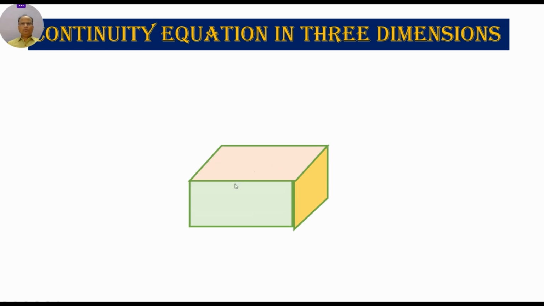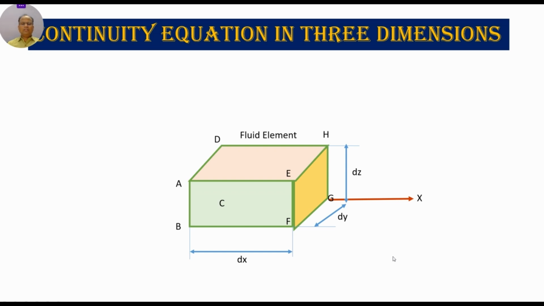Hello friends, in this video we will see the continuity equation in 3 dimensions. So I have chosen this fluid element, and here these are the coordinates of the fluid element. Now we have decided the length, width and height of the fluid element. So dx, dy and dz are the length, breadth and height respectively.